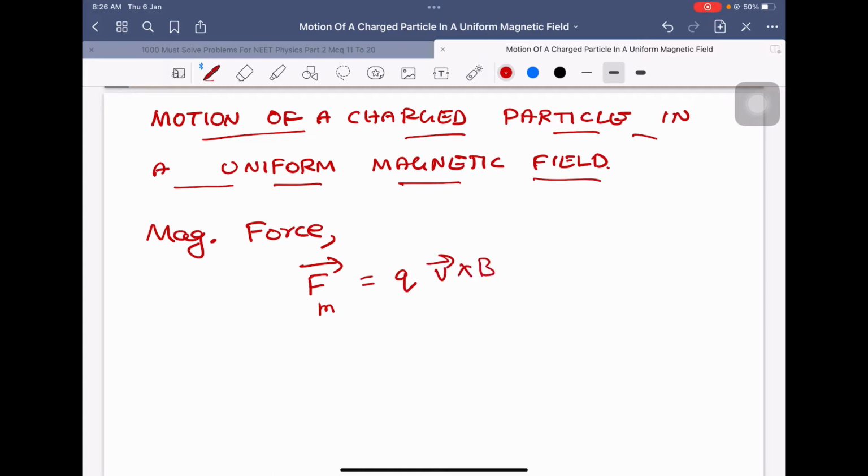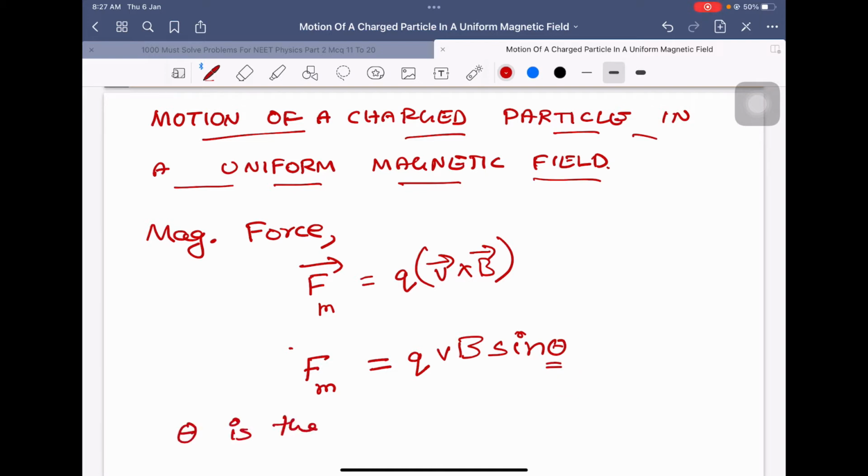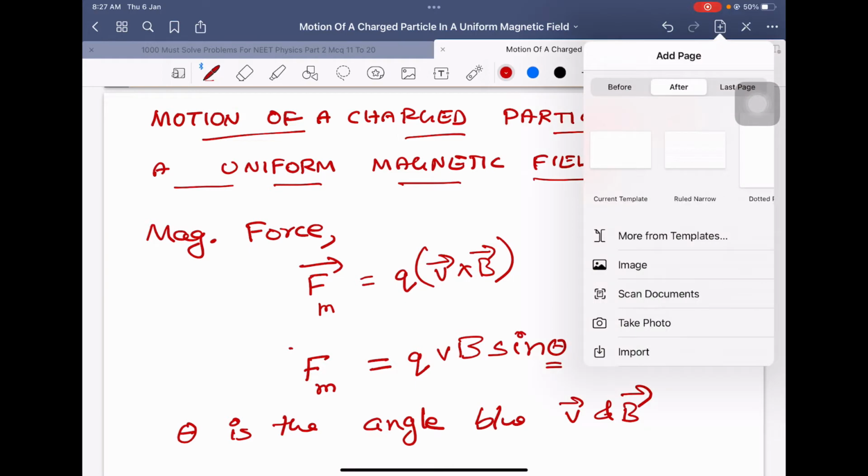Q into V cross B, or in scalar form I can write magnetic force is equal to QVB sin theta. So what is theta here? Theta is the angle between the velocity of the charged particle and the magnetic field.